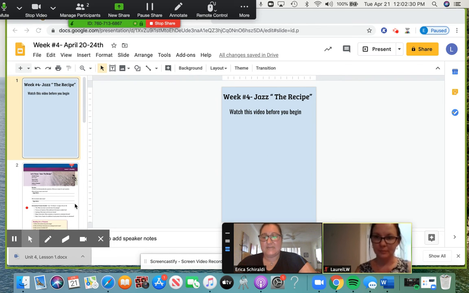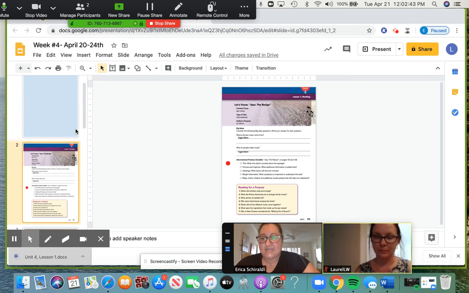Now, the standard we're going to be working on is RI. RI stands for Reading Informational 6.1. 6 stands for 6th grade. The 1 stands for the first standard that we're learning, which is citing text evidence.